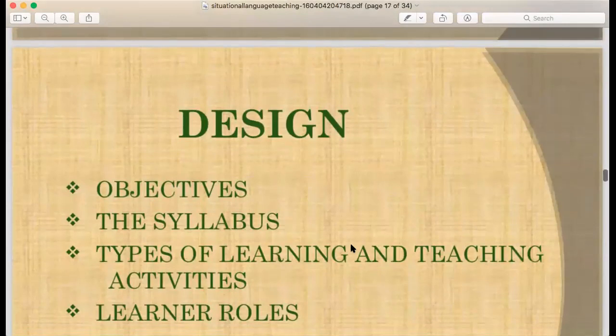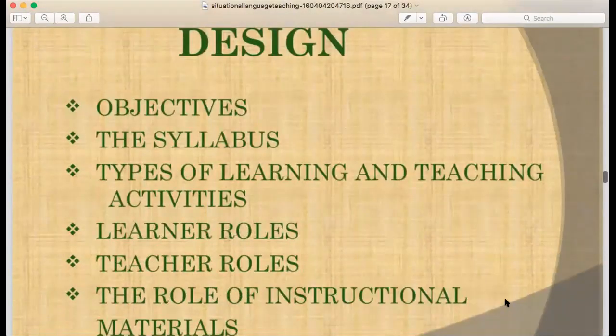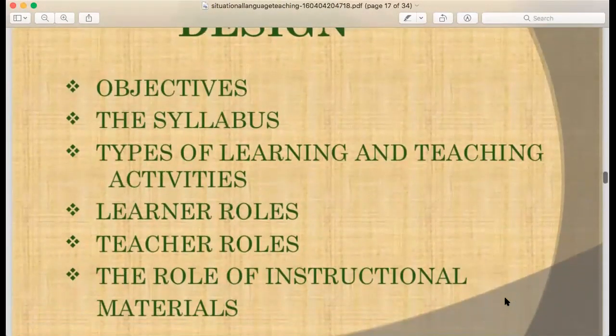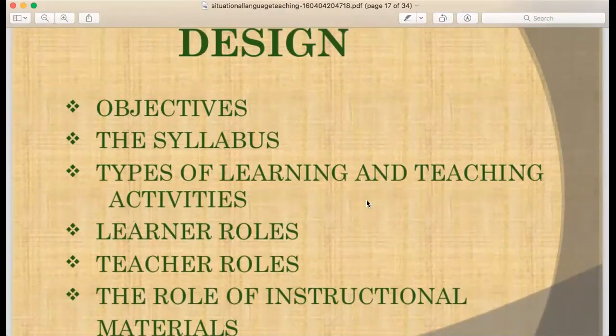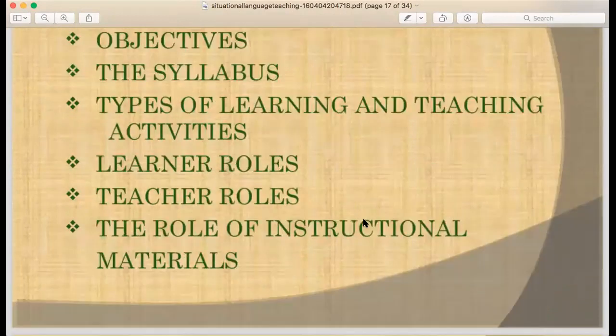Now in design, we already studied in the initial classes that design has within itself everything. Whatever happens in the classroom is the design of the method. It has its objectives, it has its syllabus, it has the activities, learners', teachers' role, instruction material. All of this forms the design. We already know this. But what are the objectives and what is the syllabus? We are going to look at that.